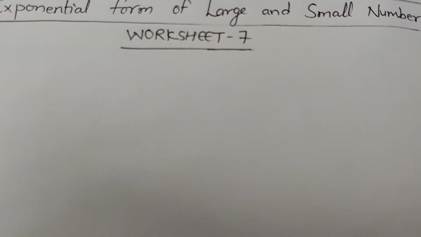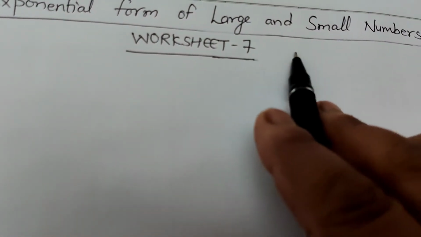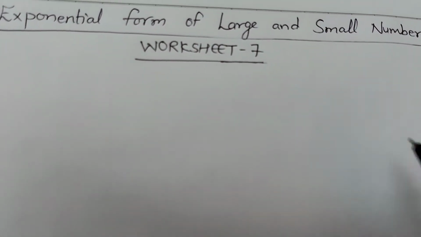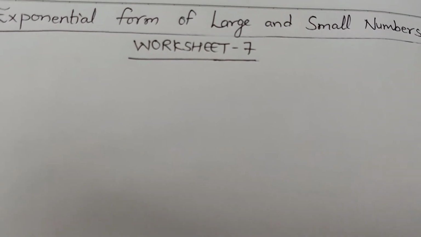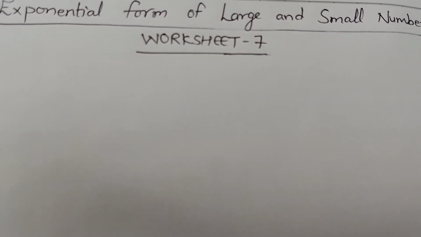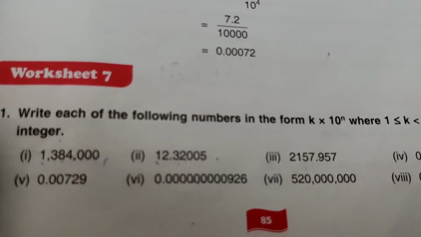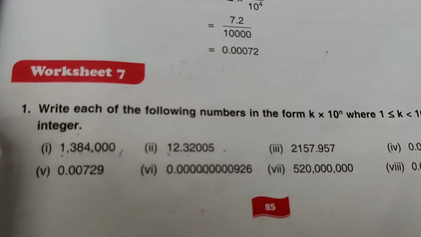Exponential form of large and small numbers. The worksheet 7 of chapter exponents of class 7. Okay. The exponential form of large and small numbers. How to divide and multiply the large numbers. Okay. This is the worksheet 7 of class 7.